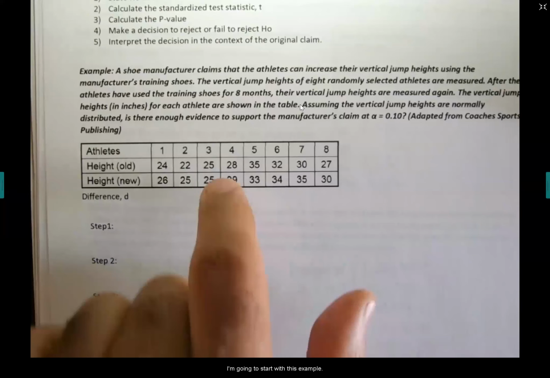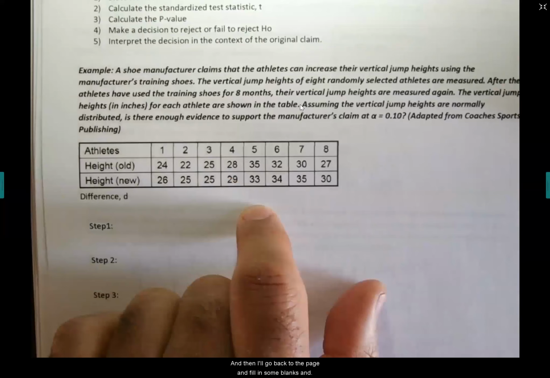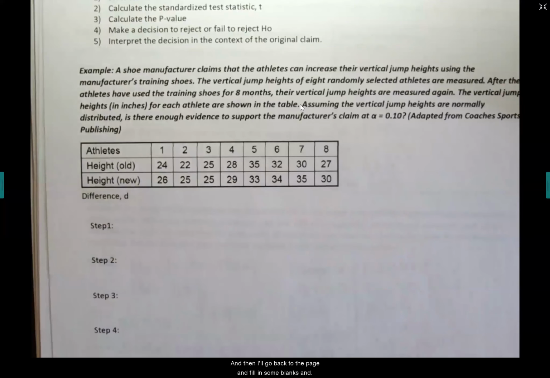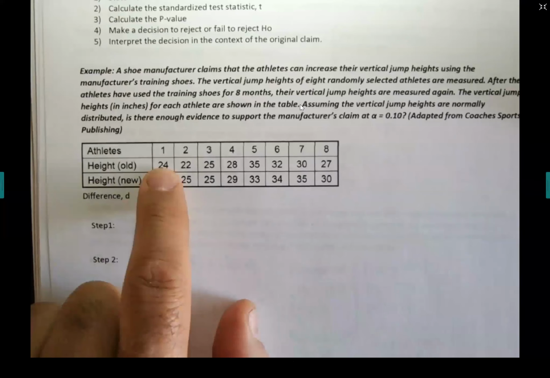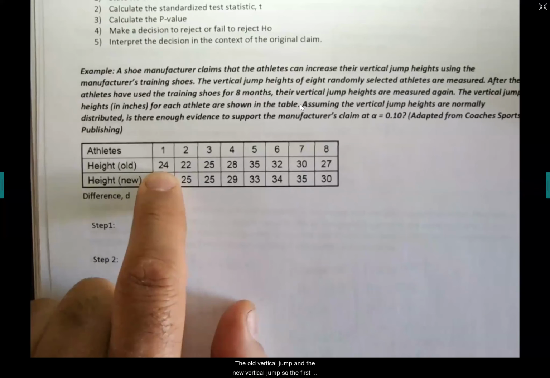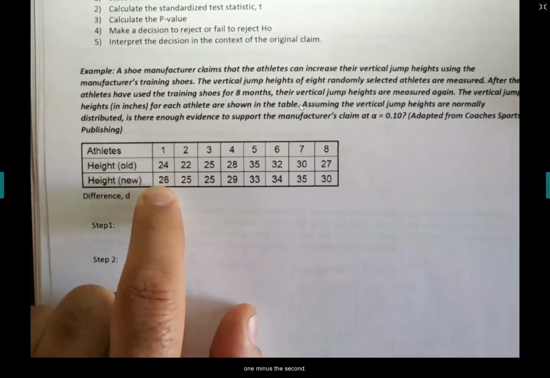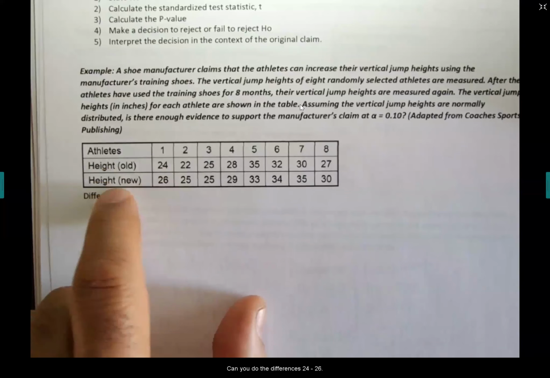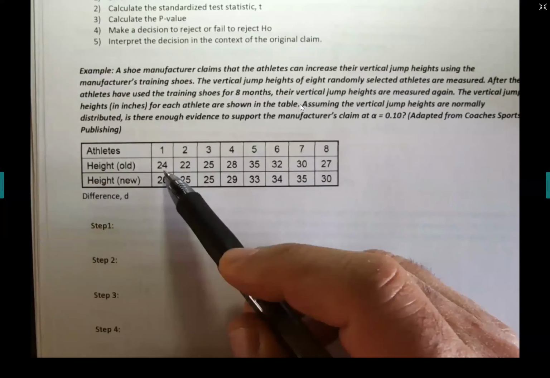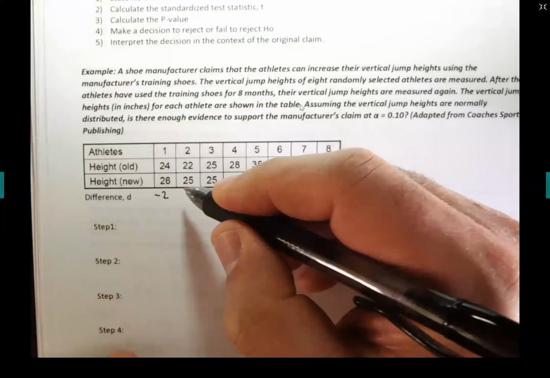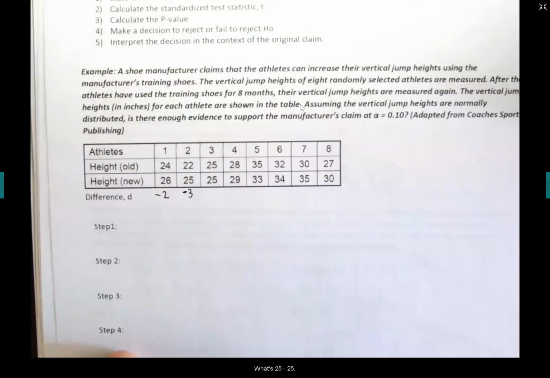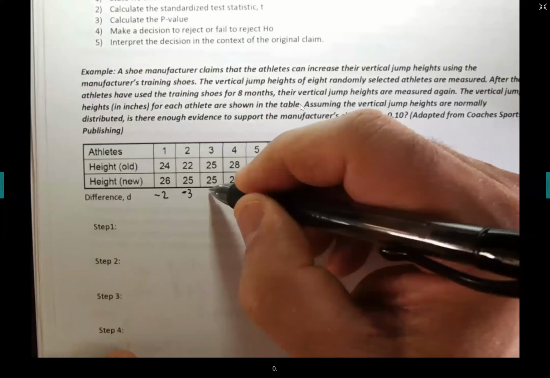I'm going to start with this example, and then I'll go back to the page and fill in some blanks in there. I would like you, first of all, guys, to work with me and do the difference for me between the old vertical jump and the new vertical jump. So the first one minus the second one. Can you do the differences? 24 minus 26. That will be what? A -2. What's 22 minus 25? A -3. What's 25 minus 25? 0. 28 minus 29, -1.